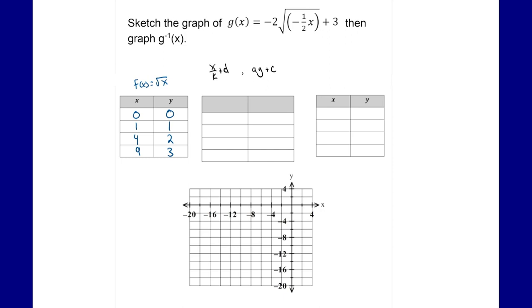For our transformed function, it is going to be -2x, because we're dividing by a half, so it's multiplying. Divide by a half means multiply by 2, and the negative is there. There is no d value. For our y, it's -2y plus 3. Now I can apply those changes to our base function. So I get 0 and 3, -2 and 1, -8 and -1, -18 and -3.